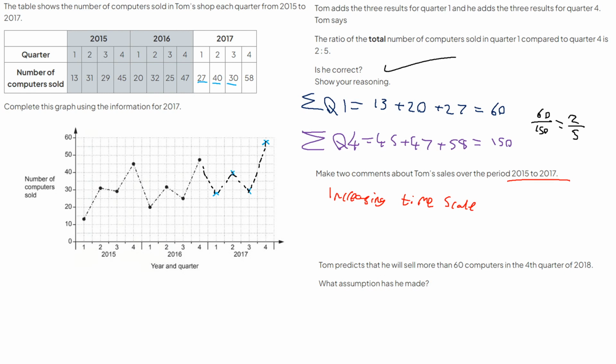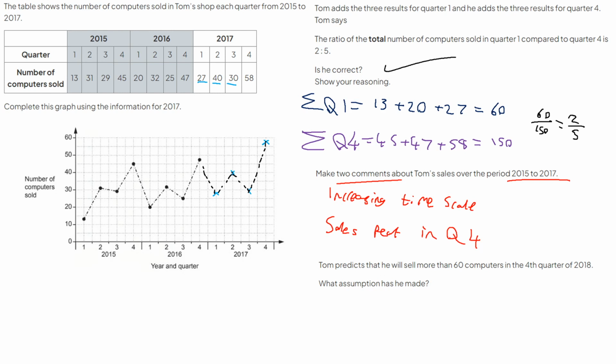Now, what else could you say about Tom's selling? Well, you can also say which one is the trough or which one is the peak. So sales peak in the fourth quarter. Yeah, does that make sense? Because those are two things that definitely happened over 2015 to 2017.